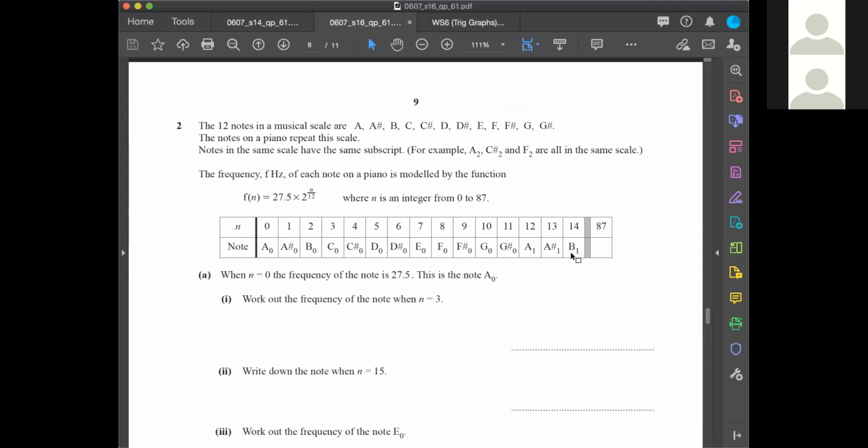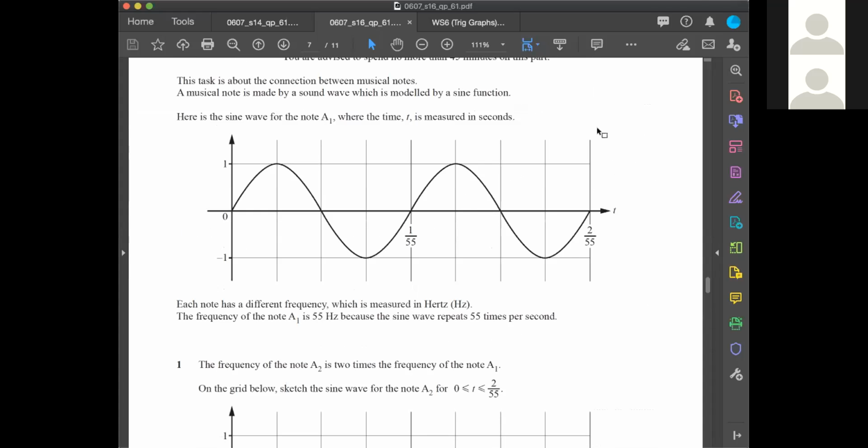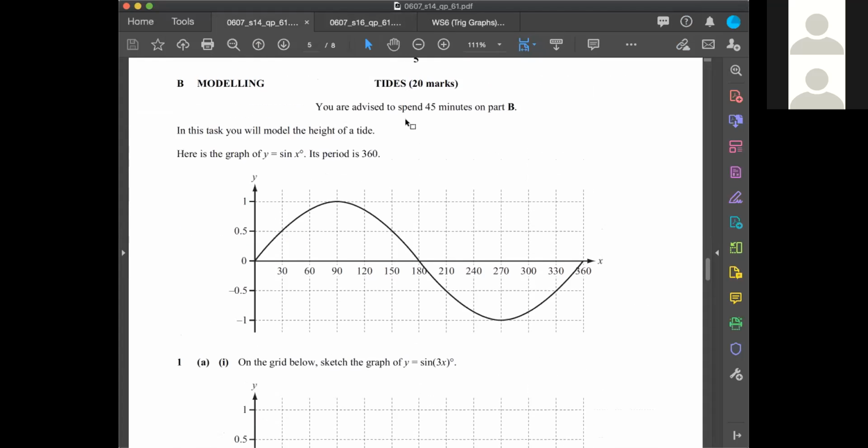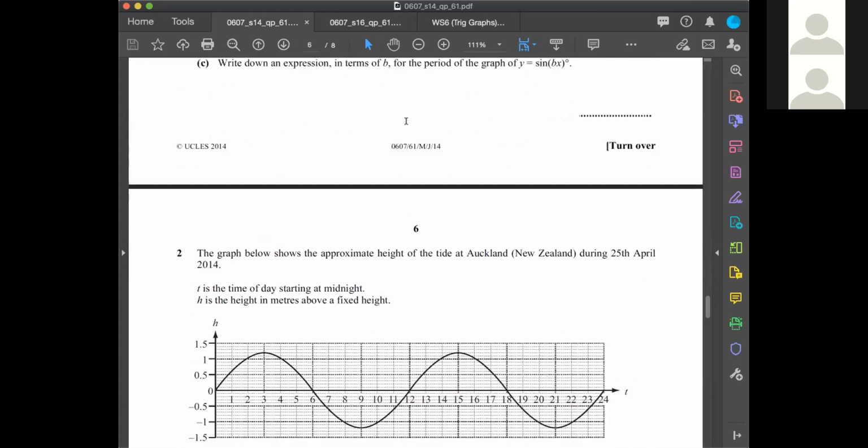trigonometric graph, and it's not necessarily sine, it could be anything. I don't know which year this was, but it's just to give you an example to help you see its relevance. Here is another paper 6 question, from another year. This one is talking about tides, and again, things that appear naturally in life.